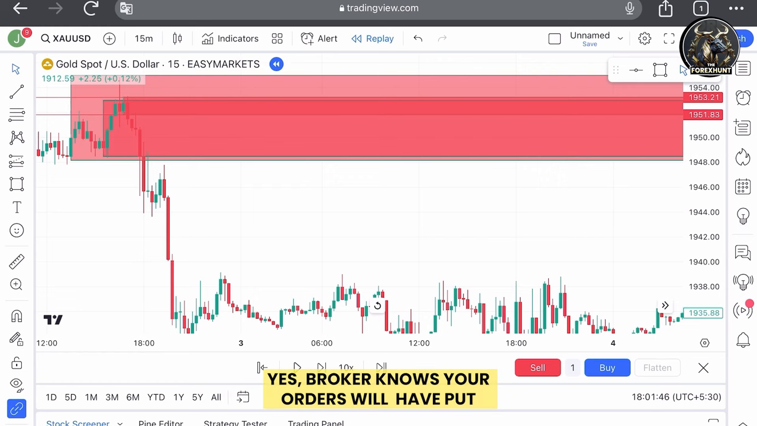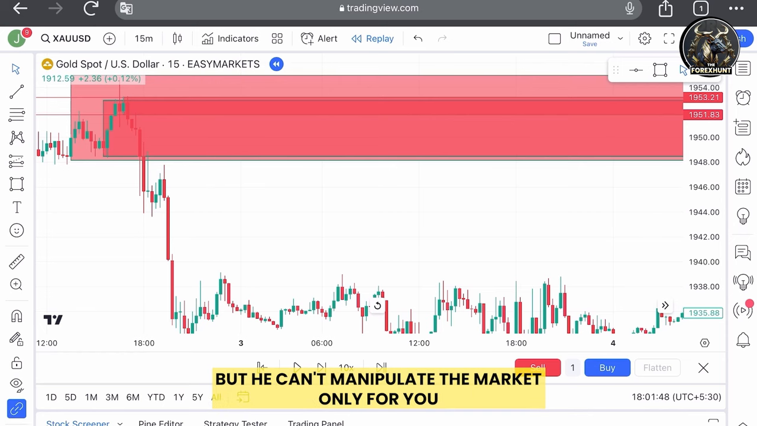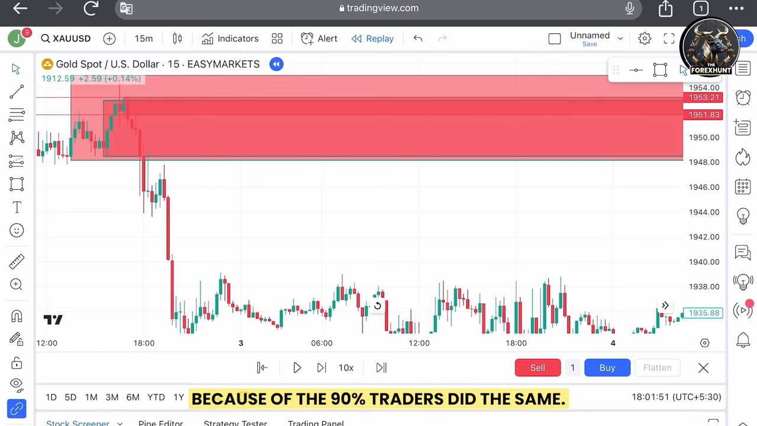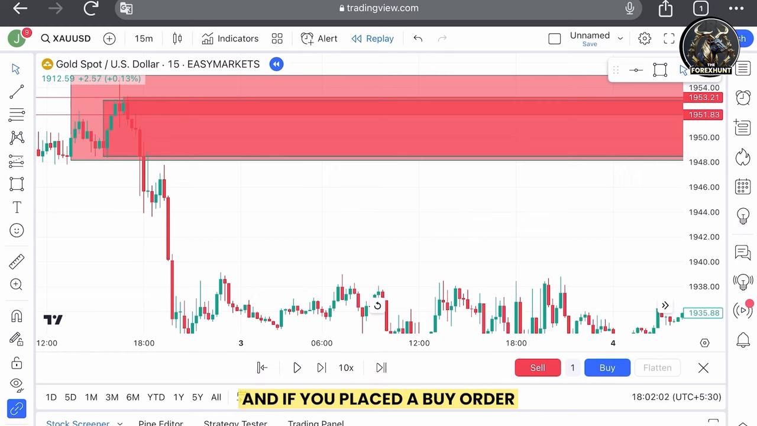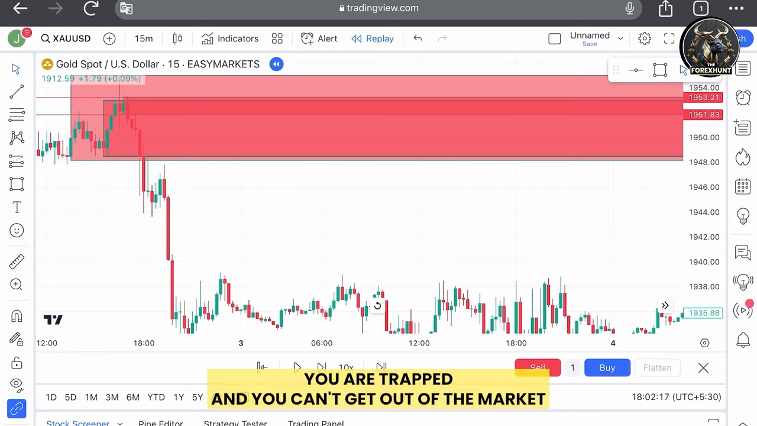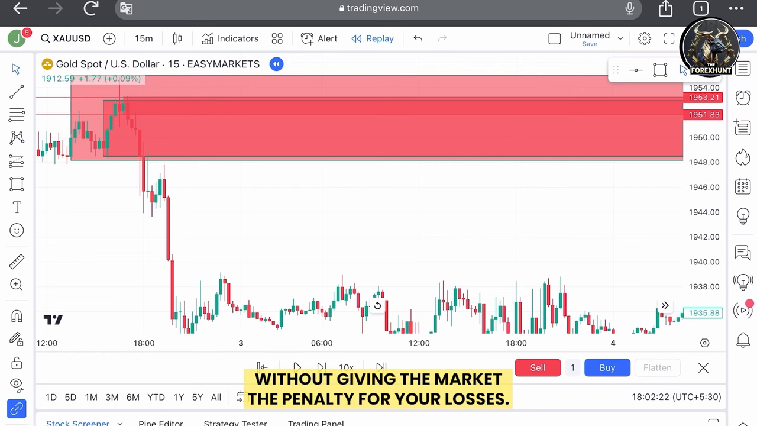Yes, the broker knows where you have put your orders, but he can't manipulate the market only for you. Because 90% of traders did the same, the 10% of traders, the direction changers, changed the market immediately. And if you placed a buy order but the zone was for sell, you will have no way of getting out of the losses. Now you are in the wrong direction, you are trapped, and you can't get out of the market without giving the market the penalty for your losses.